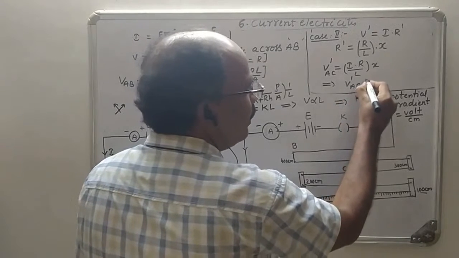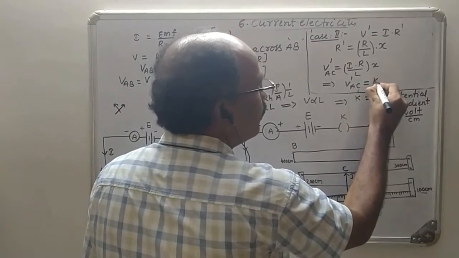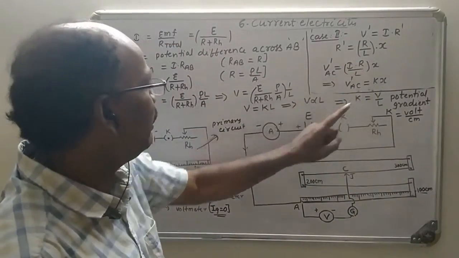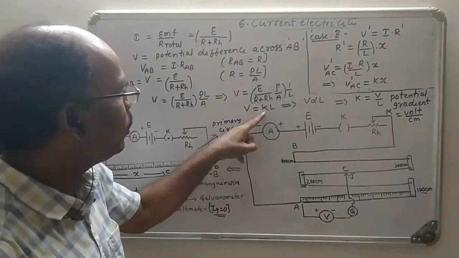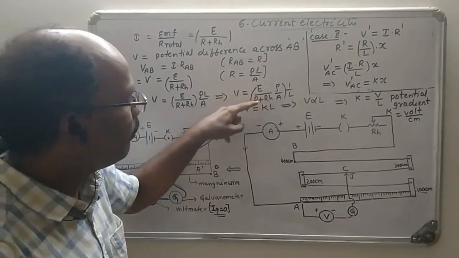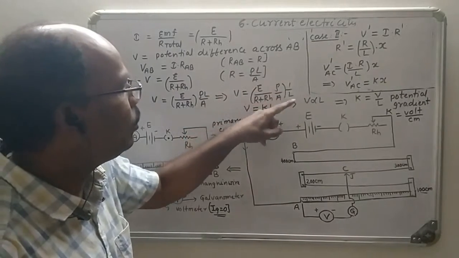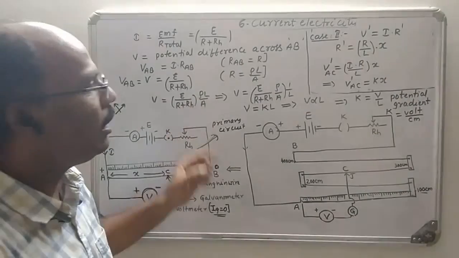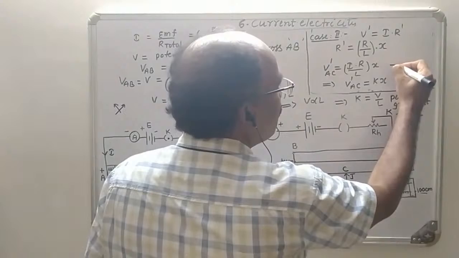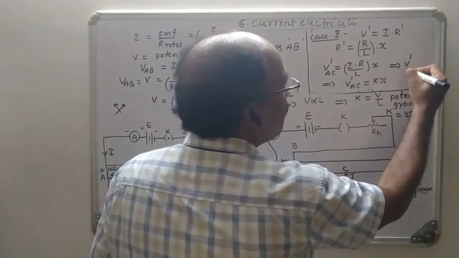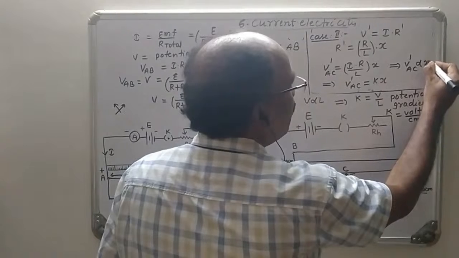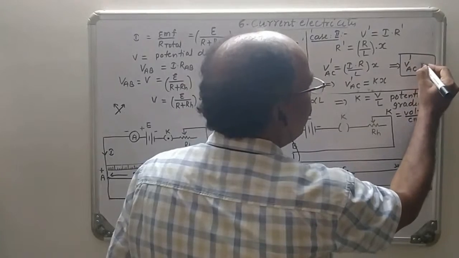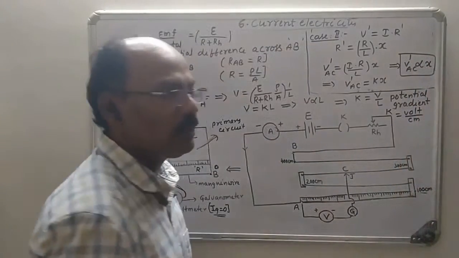across the portion of wire AC is equal to K into X, where K is nothing but I into R by L. Here we can observe that K is equal to E rho by R plus RH into, so this is equal to K. So K is equal to this value. Then this implies V dash AC is proportional to X. So what is X? The selected portion of the length of the given wire.